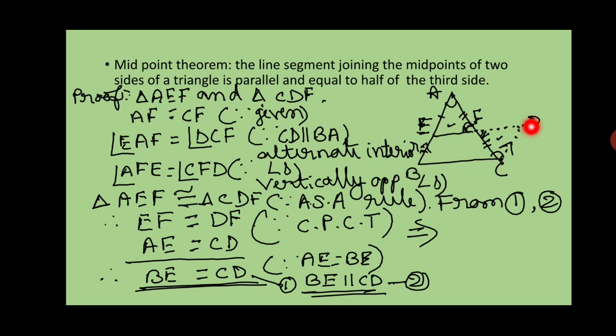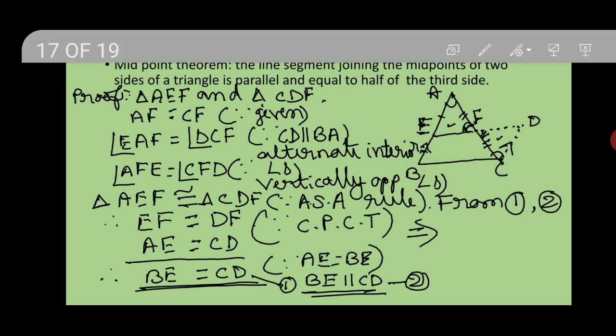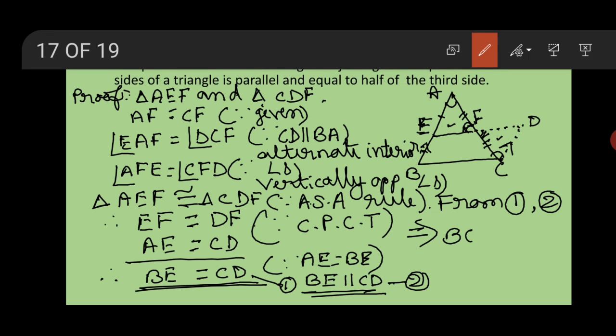What type of quadrilateral is BCDE? Yes, correct. Because BE is equal to CD as well as BE is parallel to CD. Opposite sides are equal and parallel. Therefore, quadrilateral BCDE is a parallelogram. This is very important. Write down. Therefore, BCDE is a parallelogram.